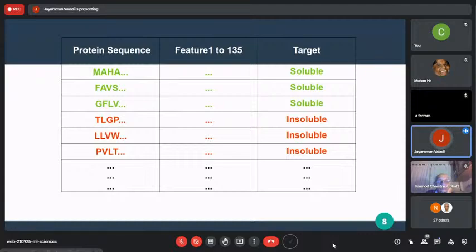Once we use this classification model with an existing set of known proteins with known functions, when a new protein sequence comes, we can use this model to identify whether a given sequence is going to be soluble or insoluble, which provides very valuable information for disease prediction.